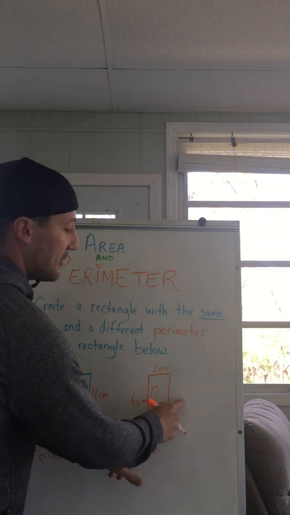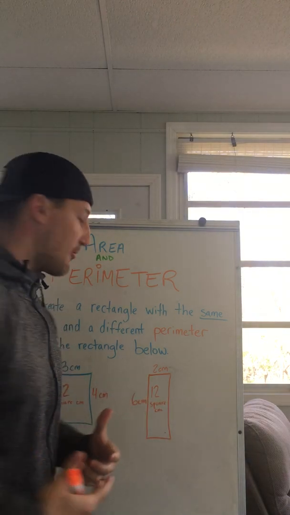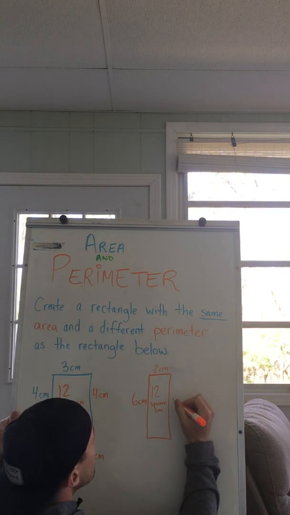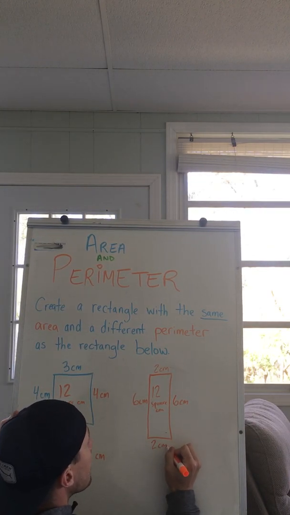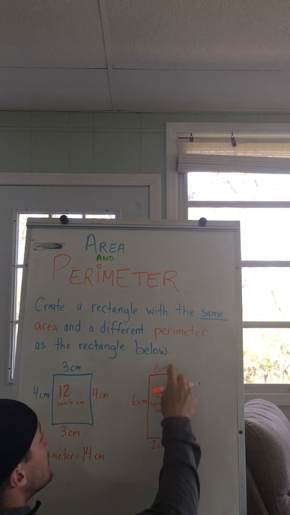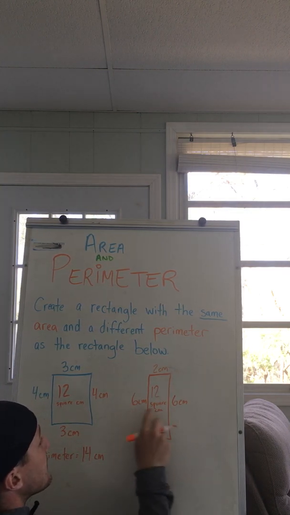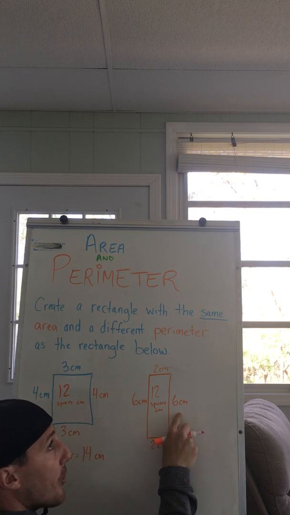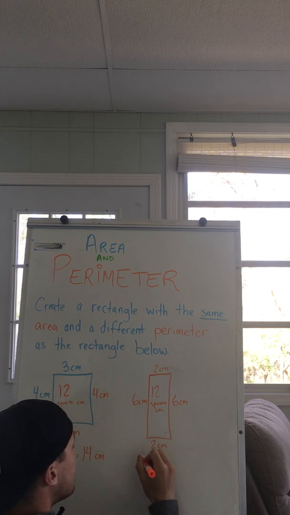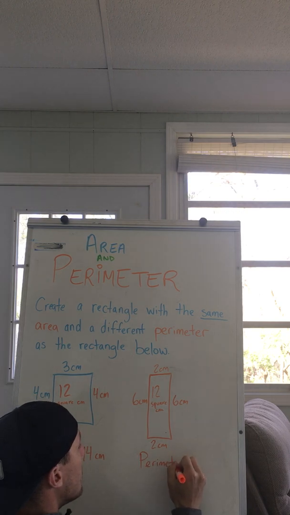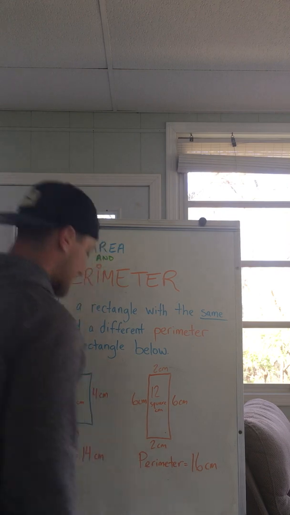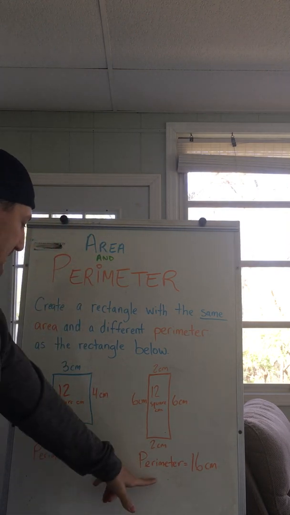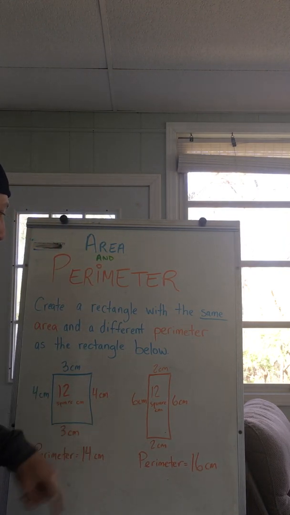Again, I need to fill in my last two sides so that I get the right number for my perimeter. So I'm going to go ahead and write in 6 centimeters on this side and 2 centimeters down here. Now let's add. 2 plus 2 is 4. 6 plus 6 is 12. 4 plus 12 is 16. So for this rectangle, I have a perimeter of 16 centimeters. And that works because it's different than this rectangle.